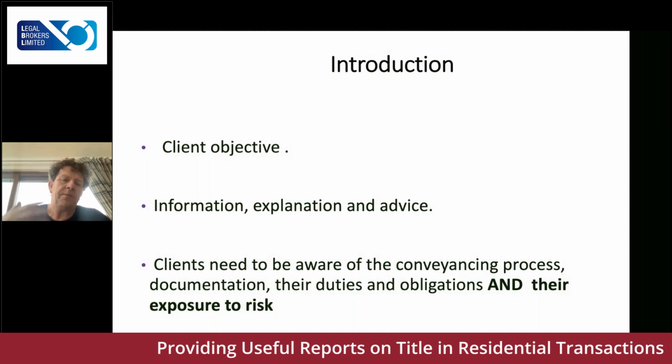The important point about information, explanation, and advice is that simply providing information to the client, providing a report on title, scoping the retainer for the client, and sending off an engagement letter is not enough. We've got to have evidence that the client has read and understood the information that we've sent out. And also we've got to invite the client to question or challenge or to seek clarification on any points that they don't understand, don't appreciate, or don't get.